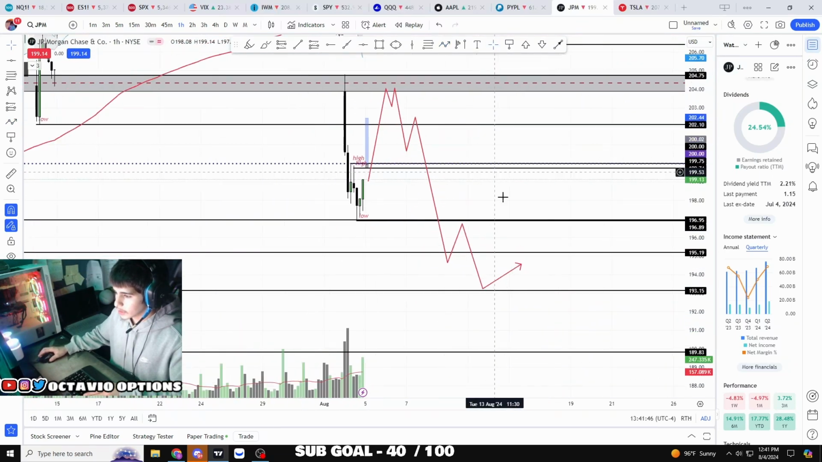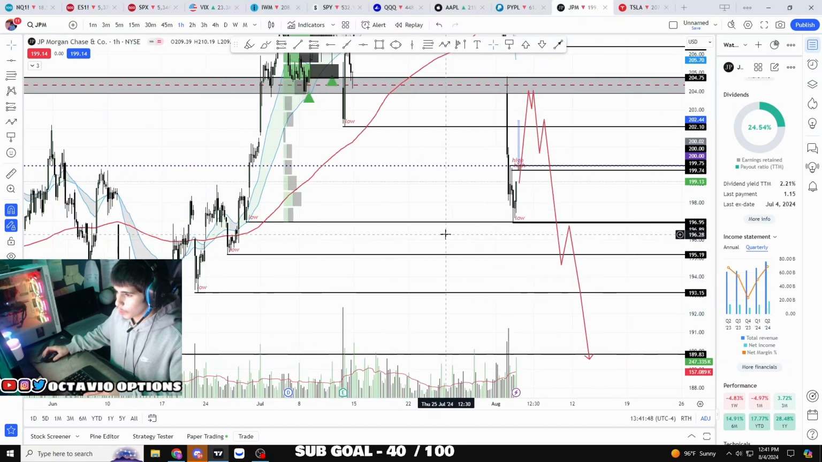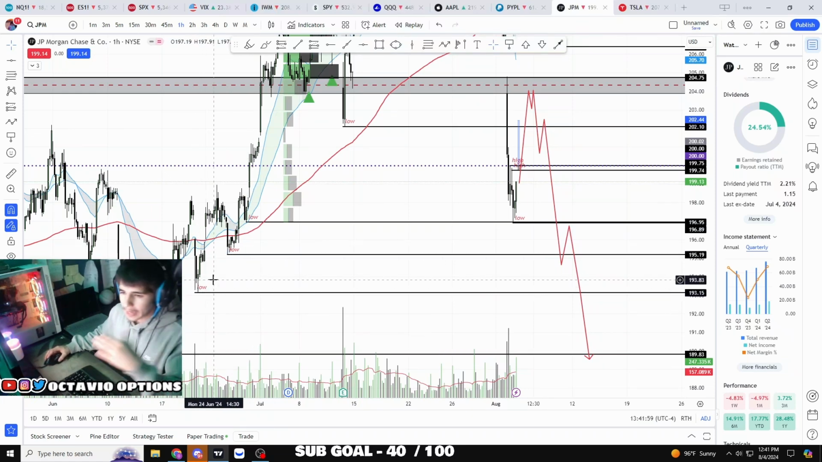Why do we know that this is going to push down lower? Because we already got a lower structure break within this low. We got a candle close under this low. So this low is going to trigger this next low. If we break under this low, we're going to trigger this next low, etc.